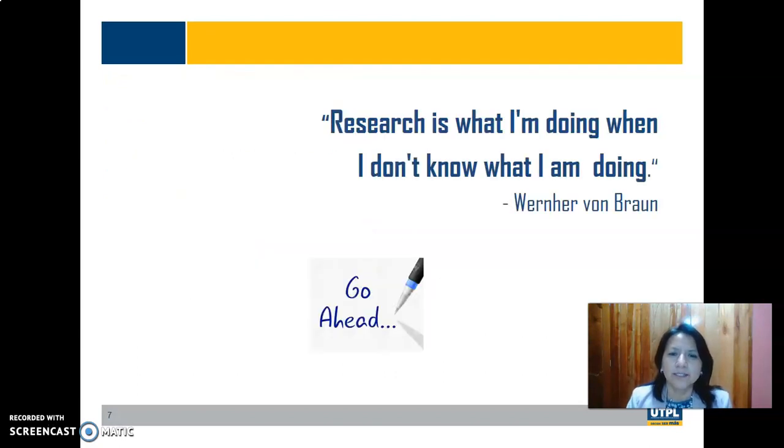I know that researching is very hard. It is not an easy activity. However, you are developing these skills little by little. Research is what I'm doing when I don't know what I am doing. That is a very true phrase, but I'm sure that you are going to be able to work in a very good way and achieve your goal. Just go ahead.